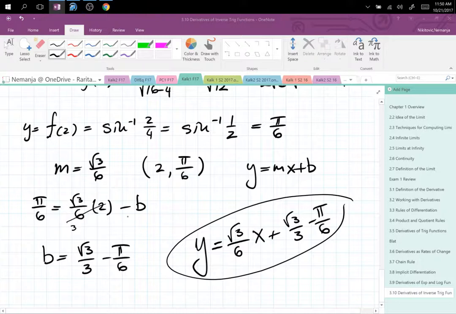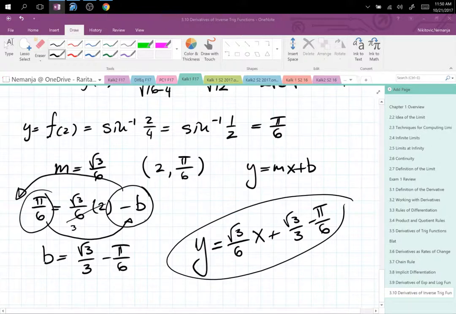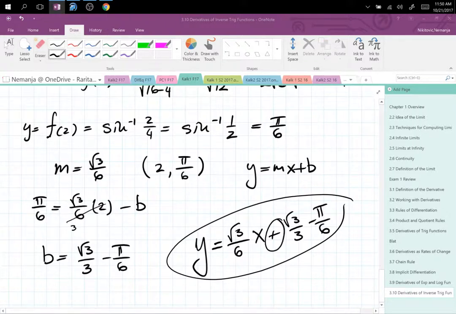Pi over 6. I move b to this side, becomes plus b. I move pi over 6 to this side and becomes negative pi over 6. Yeah, but isn't it supposed to be plus b here? No. When you plug it in, it's y equals mx plus b, not minus b. Yeah, plus b. I put plus b. It's plus. No, you plugged it in originally. You put all the values in, but you have a minus b in the equation as well as mx plus b. Where it says pi over 6 equals root 3 over 6 times 2.